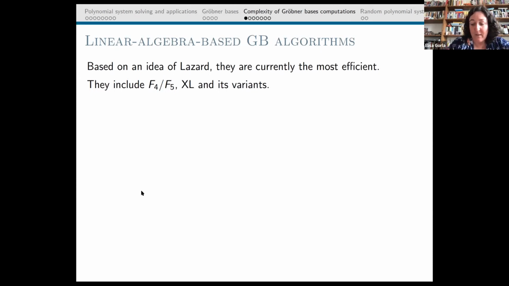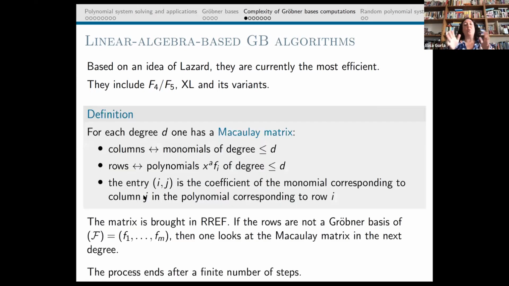Nowadays the most efficient approaches seem to be linear algebra-based algorithms, and these are based on an idea of Lazard from the 80s, and they are now implemented in many ways with also improvements and some additions to them. The most popular implementations are F4, F5, and XL and its variants, where XL stands for extended linearization. It's presented in a way which is a little bit different from Groebner. They never say Groebner basis, but it's essentially the same.